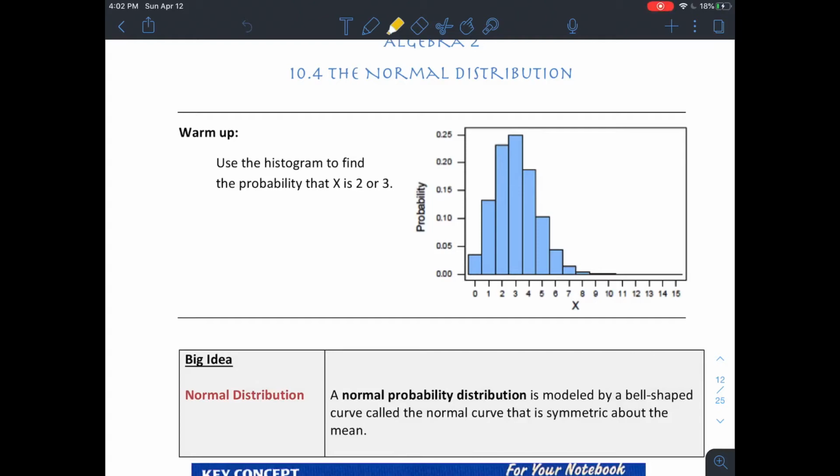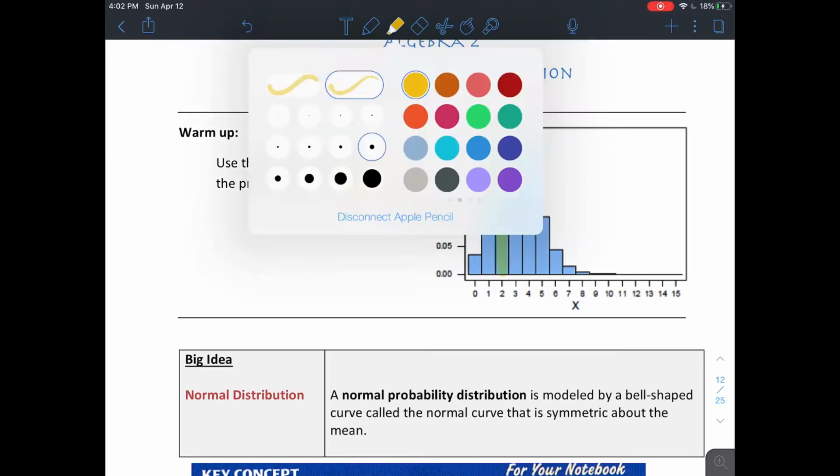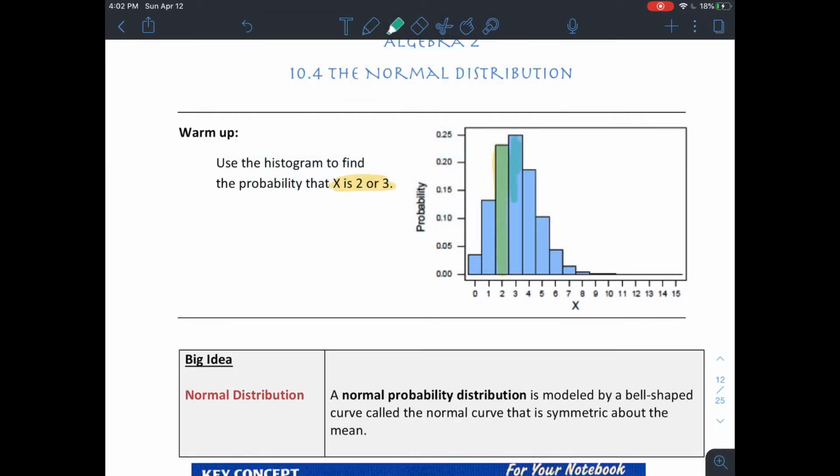We're going to look at some probability today. So looking at this bar graph, it's a probability distribution like you had in geometry. Each bar represents the probability that your variable has those values. We want the probability x is 2 or 3, so let's look at them one at a time.